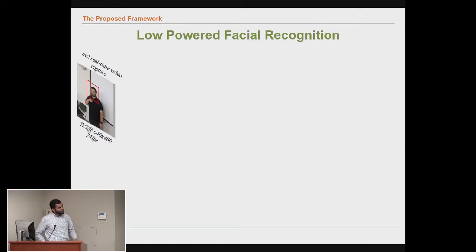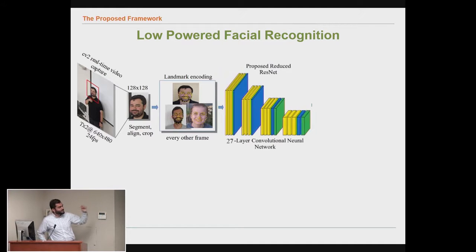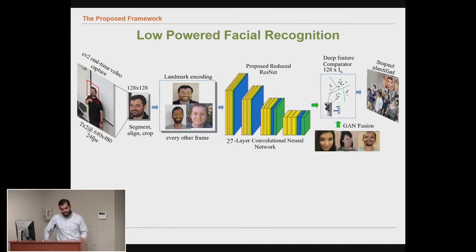So what we do, we take a 640 by 480 very low quality camera at 24 frames per second on a small 9-volt mobile kit. And then we capture the face, align, crop, rotate, and then we take the landmarks so we can fuse them with the adversarial images. This is our CNN that we made. It's a reduced CNN that can run on low power devices. Get the features, fuse the GANs, and then identify the faces which we are trying to get.